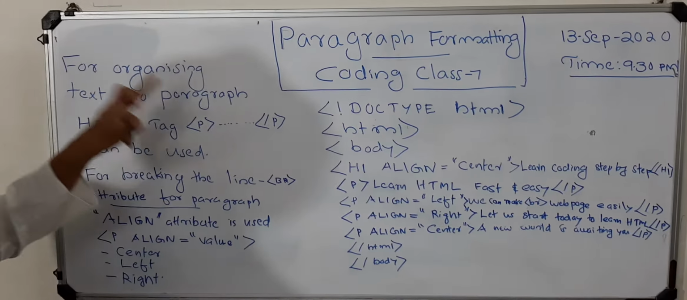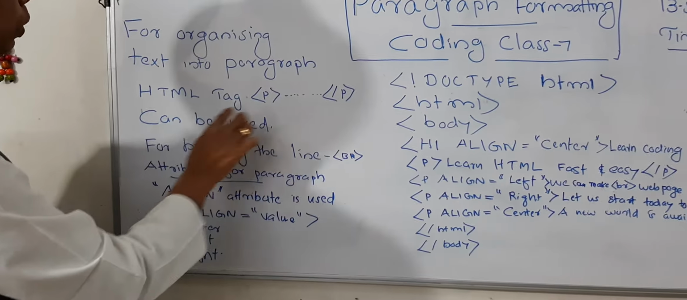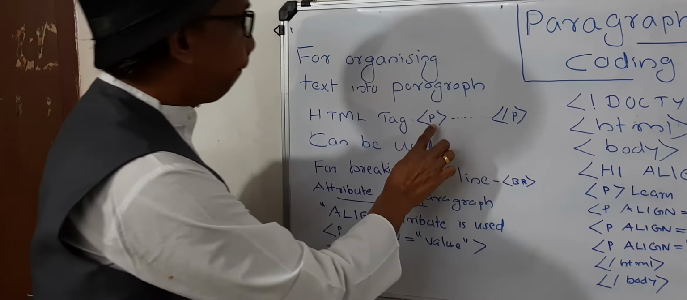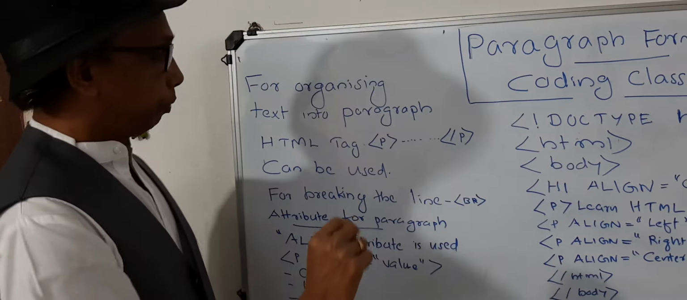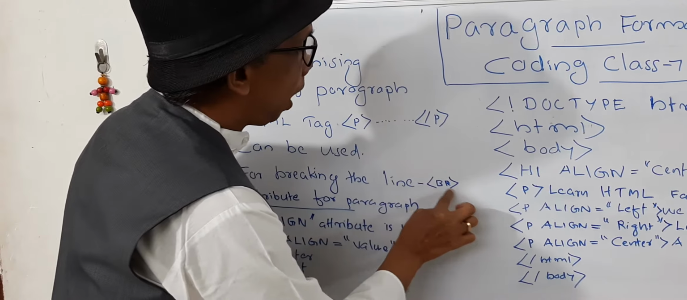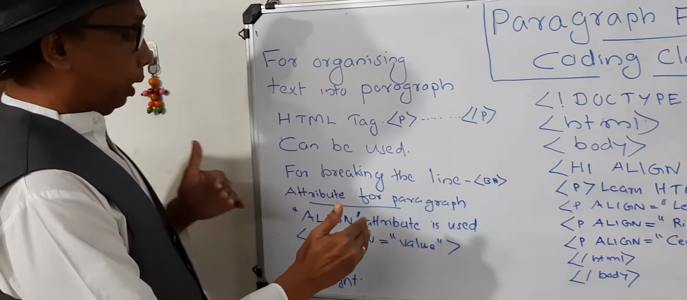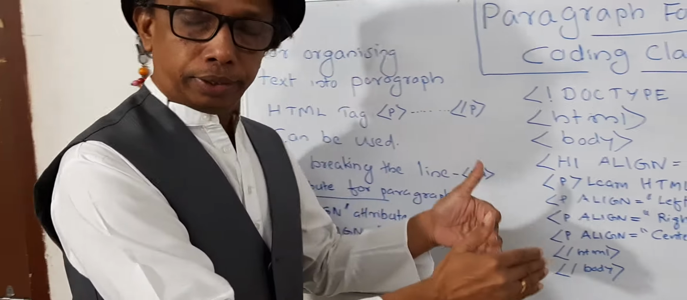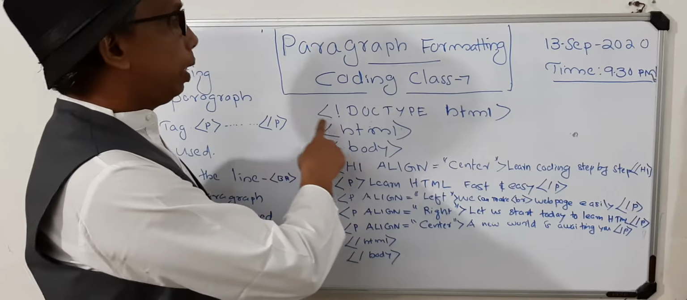For organizing text into paragraph, HTML tag P, then slash P. This tag can be used with the help of HTML tag P. We can create paragraph. For breaking the line, if you want to break the line, we can add this tag br, then bracket. And if we want to use the line in center or left or right, that tag also we can study. Look here, these are the tags.